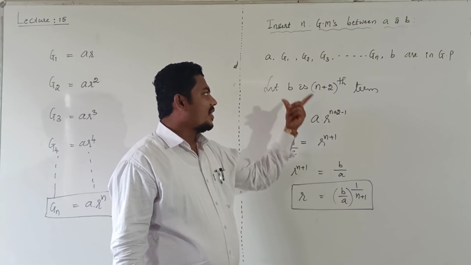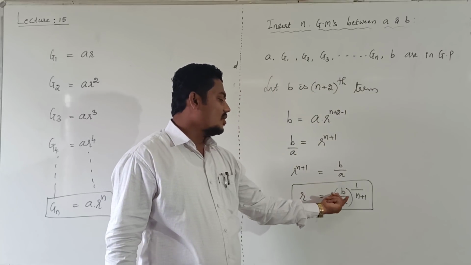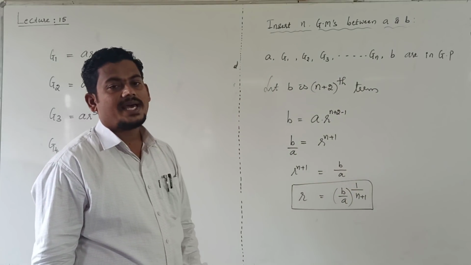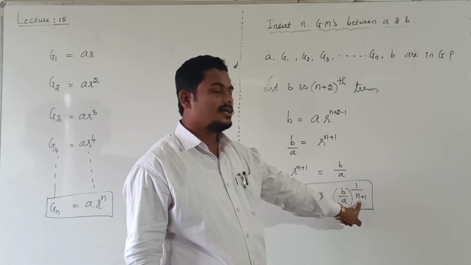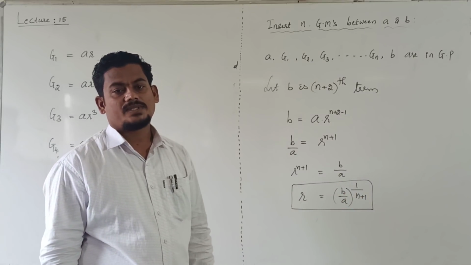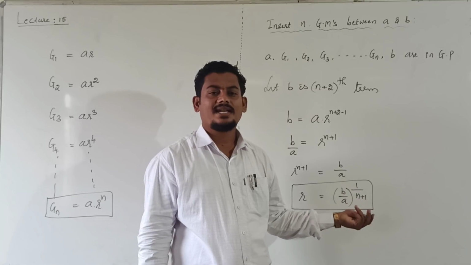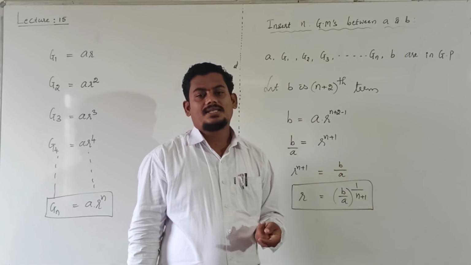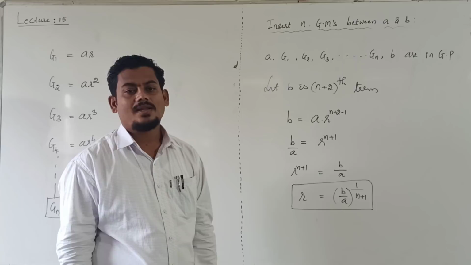Common ratio while inserting the numbers is r is equal to b by a whole thing power 1 by n plus 1. Here n represents number of inserting terms. If you are inserting n numbers, then take n value n. If you are inserting 10 numbers, then take n value 10.